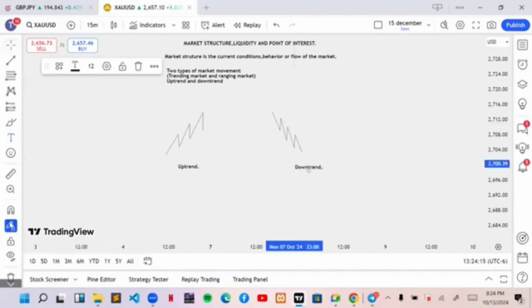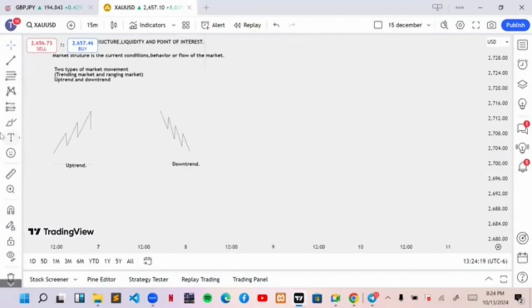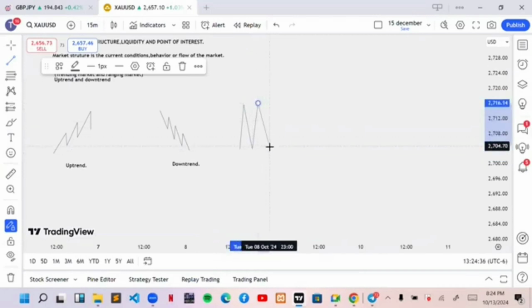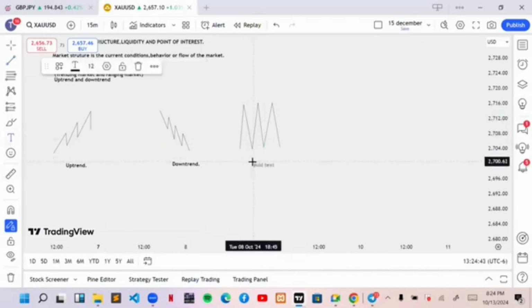And then the third type of market movement is the ranging market. So a ranging market looks a bit like this. The market moves from one range to another. It can be the market moving from support to resistance, from resistance back to support, and from support back to resistance. So this is what a ranging market is. It is a consolidation. It means the market is not trending in any direction. So a range.